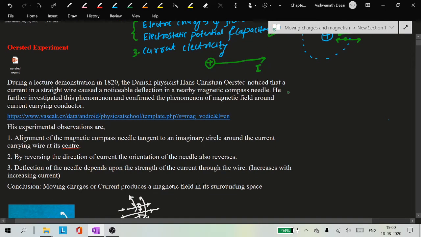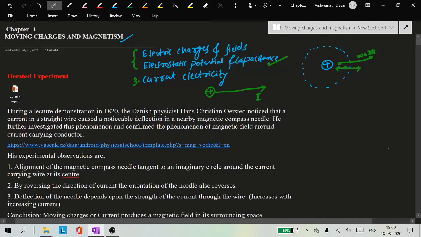And current electricity. Here we introduced one more device called a resistor, and cells. So this is what we studied in some of the topics in current electricity. And in this particular chapter, chapter 4, moving charges and magnetism, when a charge is in motion, whether it is a single charge or all the charges moving in a conductor, that always produces some magnetic field around it.